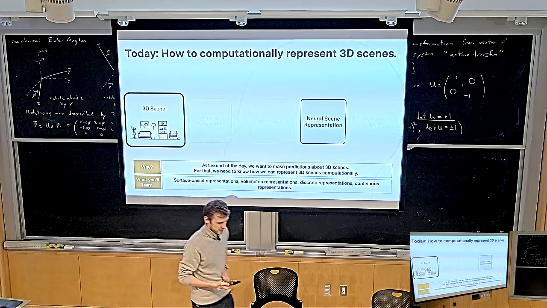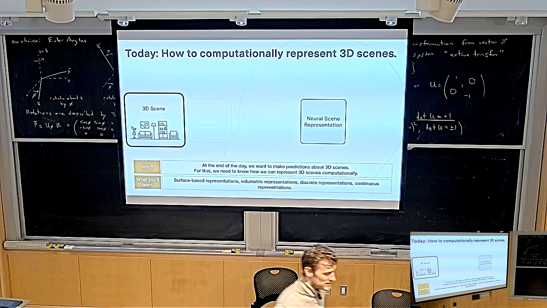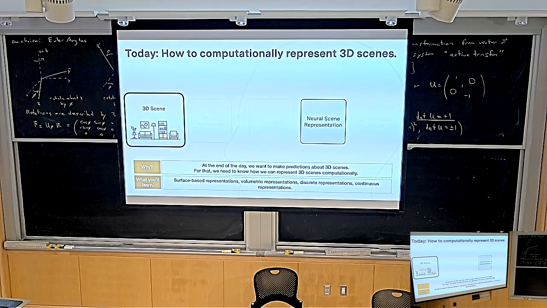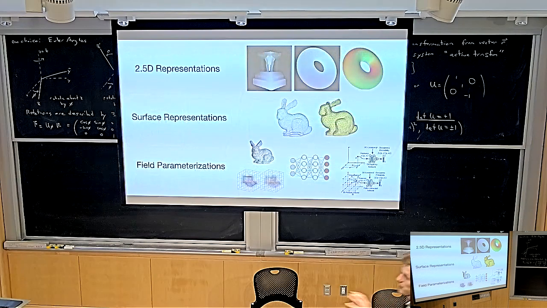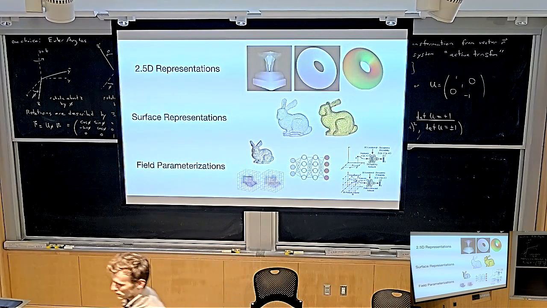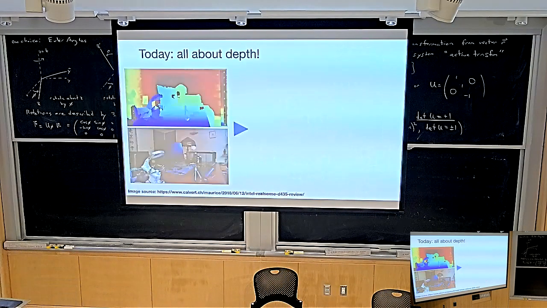Today, specifically, we're going to talk about the simplest possible way you can parameterize 3D scenes, and many of you have probably interacted with them before in computer vision. Namely, today is all about 2.5D representations, or depth maps. We already mentioned depth maps before.